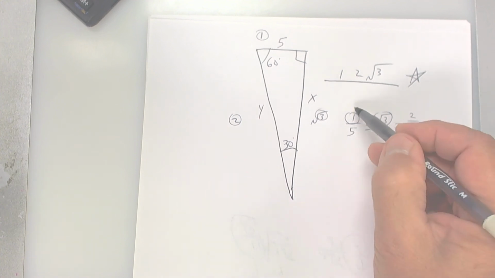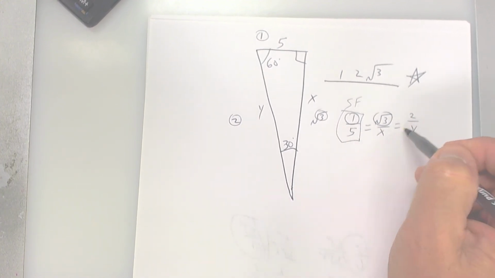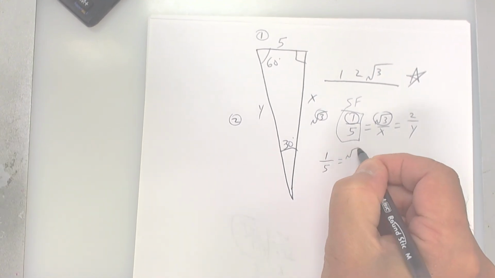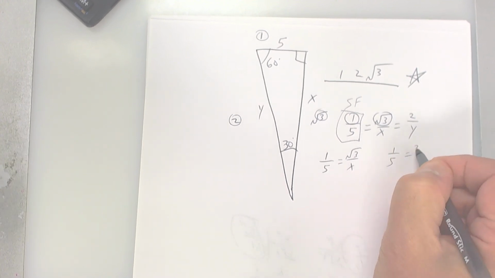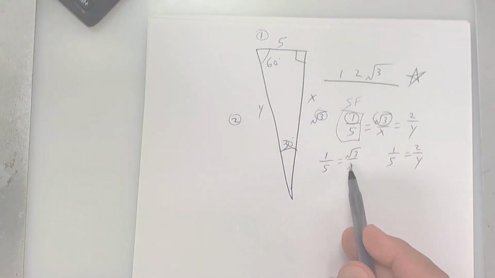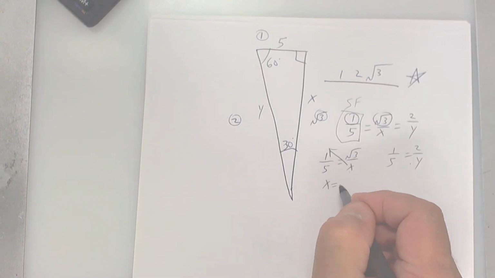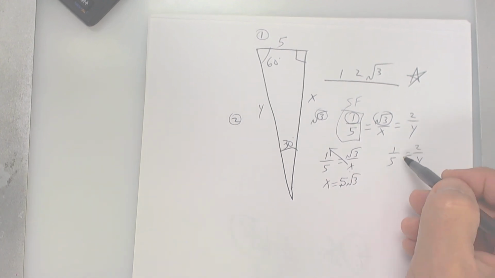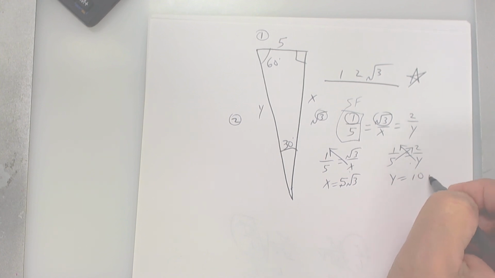Okay? Now, this one is your scale factor, SF. Okay? So that one you're going to use twice. So put 1 over 5 is equal to square root of 3 over x, and then 1 over 5 is equal to 2 over y. Now that I have my x and y set up, I cross multiply. So I get x equals 5 square root of 3. This one is going to be y equals 10. And those are your answers.